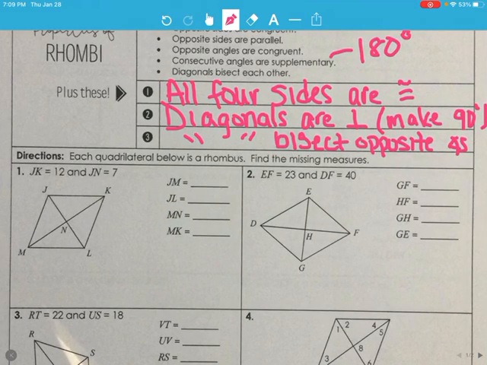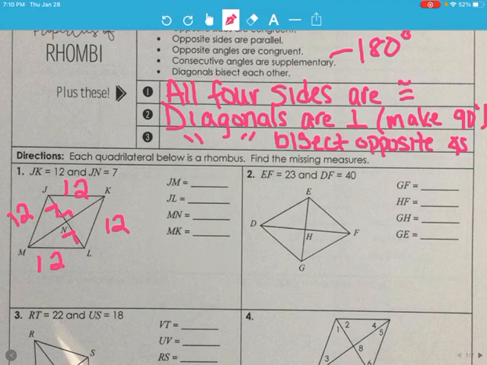In number 1, it says JK is 12 and JN is 7. And I want you to remember that in the second property we filled in that we have a 90-degree angle there, okay? So if I know JK is 12, that means KL is also 12, ML is 12, and JM is 12. Diagonals bisect each other, so I know that this bottom half of that line is also 7. Now they want to know these sides here, so let's start filling in what we know.